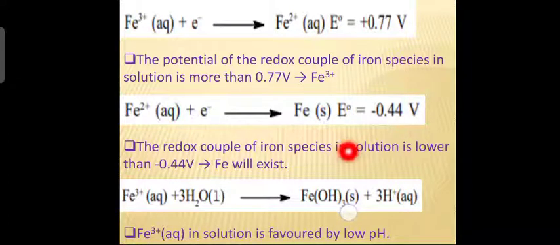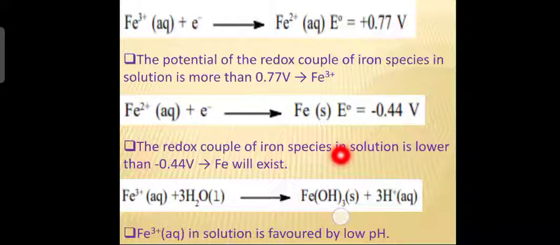If the potential of the redox couple of iron species in solution is lower than minus 0.44 volts, then only iron will exist. Now, what happens to the iron when the line BE? Okay, how to explain the line BE?